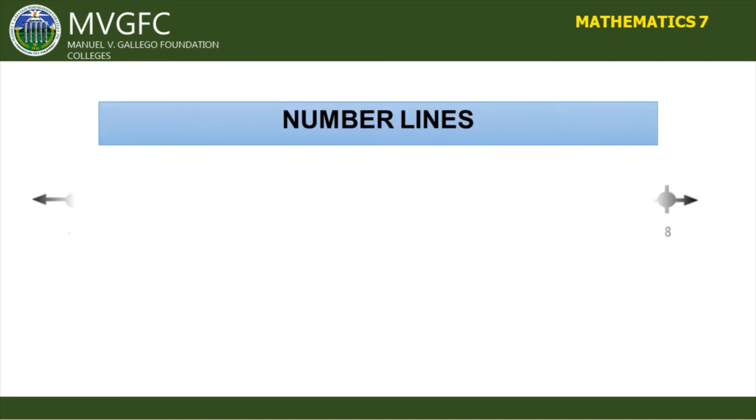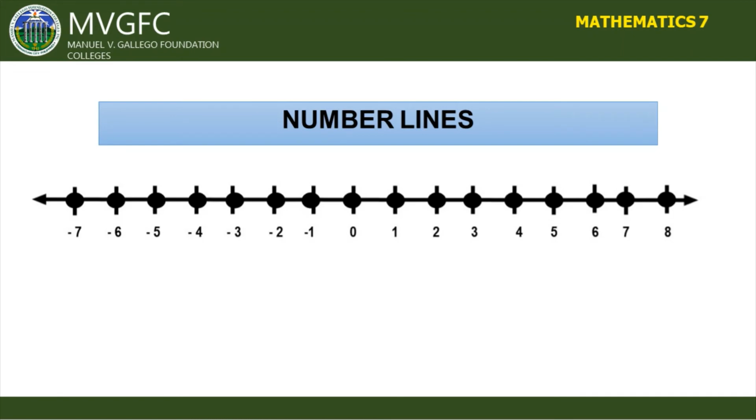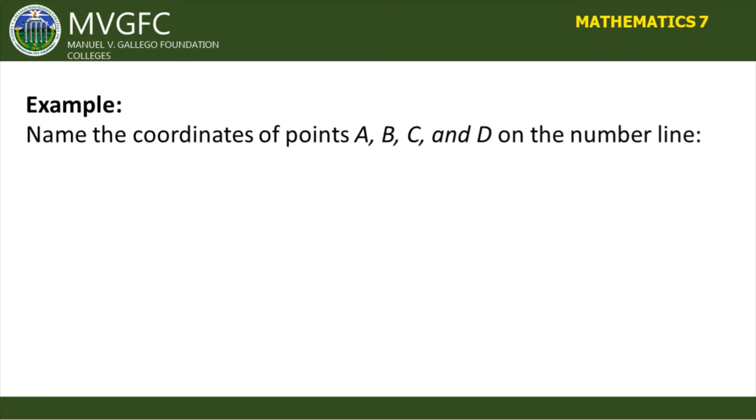Next, we have the number line. The number line shows 0 and some negative and positive integers. Integers actually can be represented on the number line. On the number line, the positive numbers are to the right of 0 and the negative numbers are to the left of 0. So for example, an integer on the horizontal number line is greater than the number on its left and less than the number on its right.